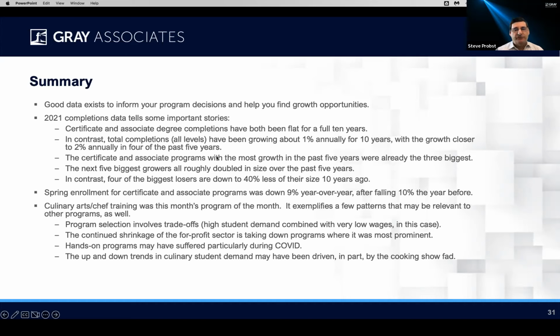The programs with the most growth at the certificate and associate degree levels were already the 3 biggest. And the next 5 biggest growers have all doubled in size. So there are programs, if you had launched them several years ago, they'd be growing now, all things being equal. And if you had picked one of the wrong ones, they could be down by 60% or more. So choosing the right program is a really important piece of identifying how you can keep your head above water in a very tough environment.